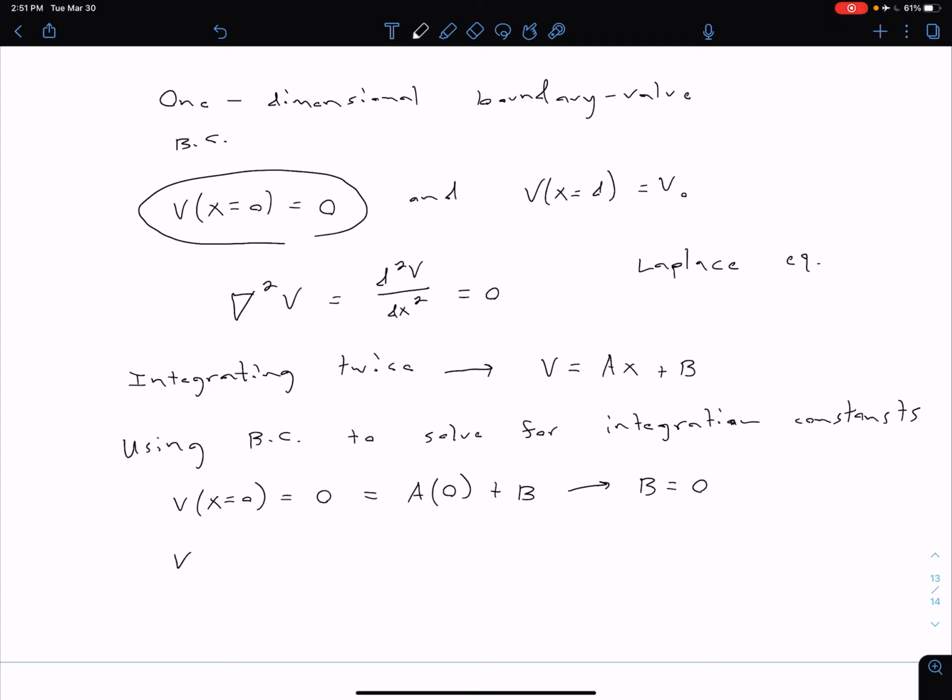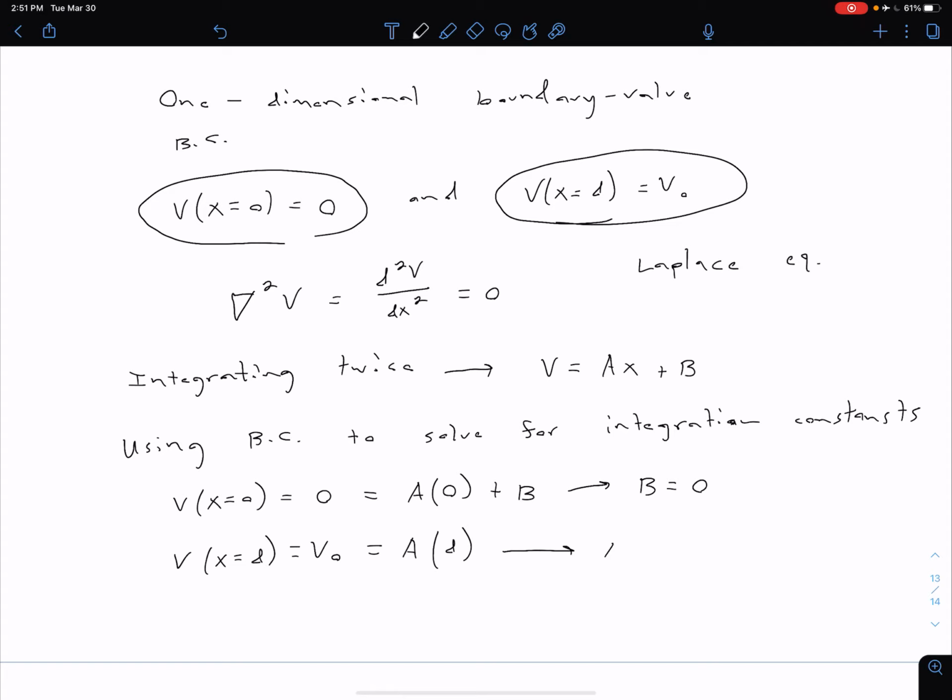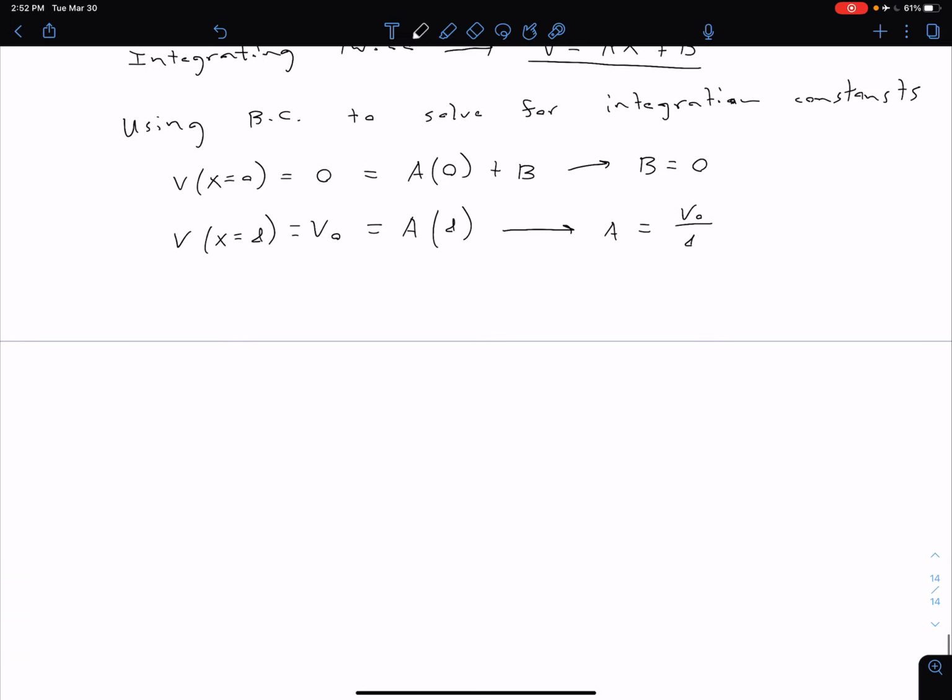Let's consider our second boundary condition right here. Now we're considering x equals d, and we're saying this is equal to V0. So we plug into this equation, and we have a times d, and we just found out our b is 0, so all we have to do now is solve for a, and we see that that is V0 over d. Plugging those back into our expression here, we get a final voltage expression. So V is equal to V0 over d times x.